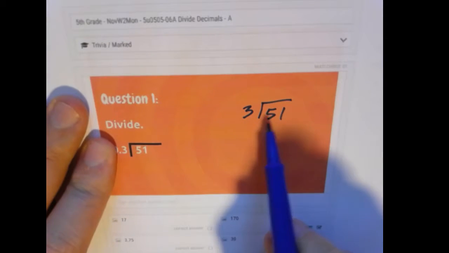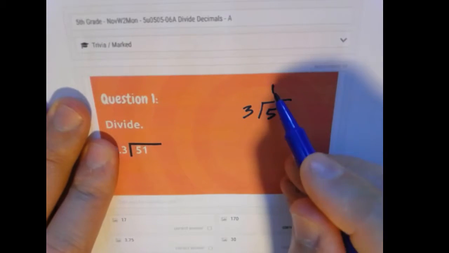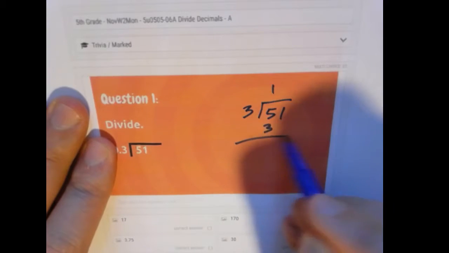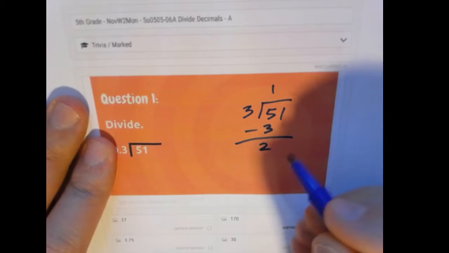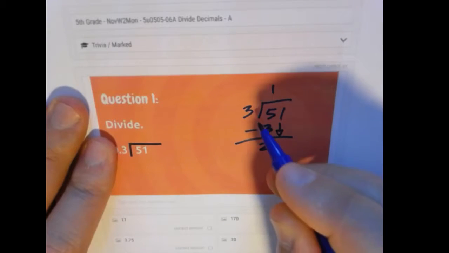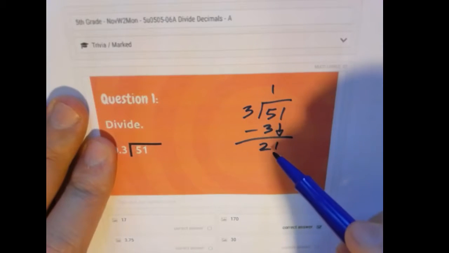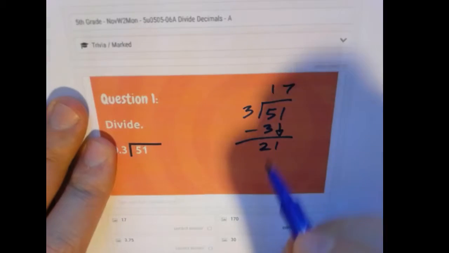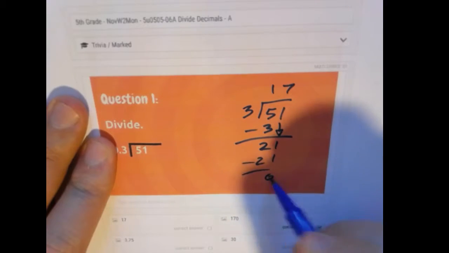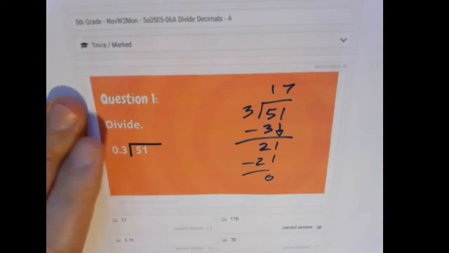How many times does 3 fit into 51? One time. 1 times 3 is 3. Find the difference. 5 take away 3 is 2. Get some help from the 1. Does 3 fit into 21? 3 times 7 makes 21. And there's no remainders.